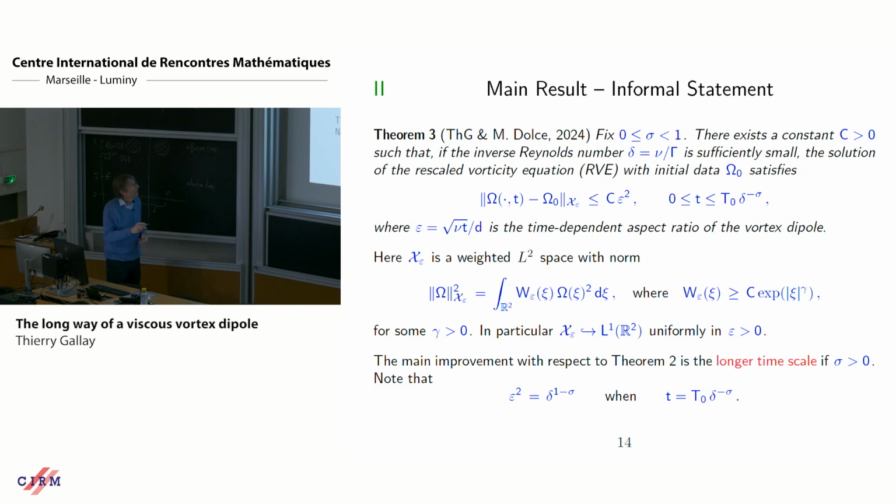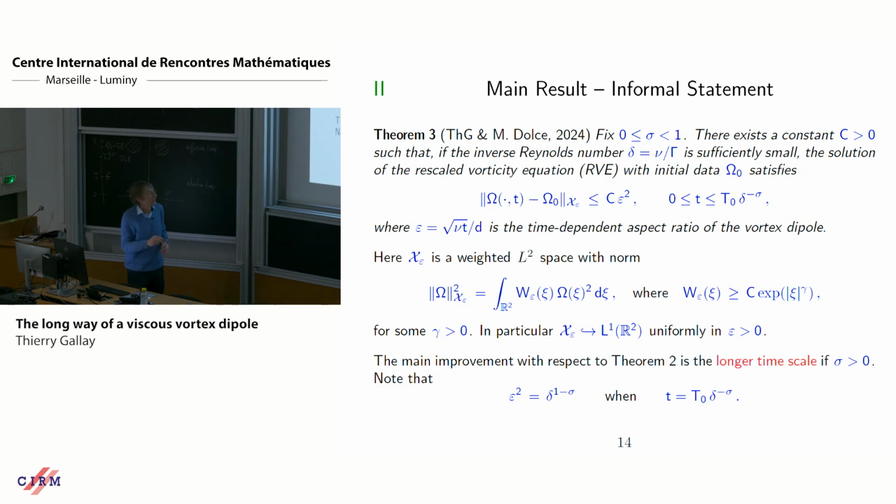Okay, so the statement is this one: I can control the solution with some error over a very long time interval. And the norm here, I should not comment, but it's a very strong norm, which in particular implies the L1 control, but it's much stronger than this. Good, so this is the main result I wanted to say. So it's possible here to follow the vortex pair over a very, very long time.